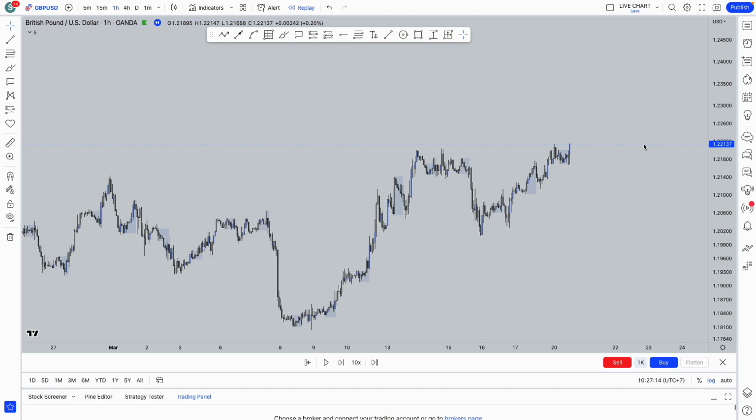What's going on, guys? Going to cover another instrument. I did take a shot on this pair yesterday, but I'm going to show you some of the price action, how I would be looking at it when I come to the charts in the morning, well, afternoon here in Thailand, but you know what I mean.